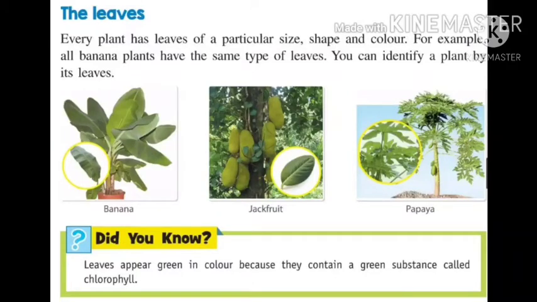And do you know what substance is present on their leaves? The name of the substance is chlorophyll. With the help of chlorophyll, they make their food, and that is the function of leaves. The leaves prepare food for the plants.